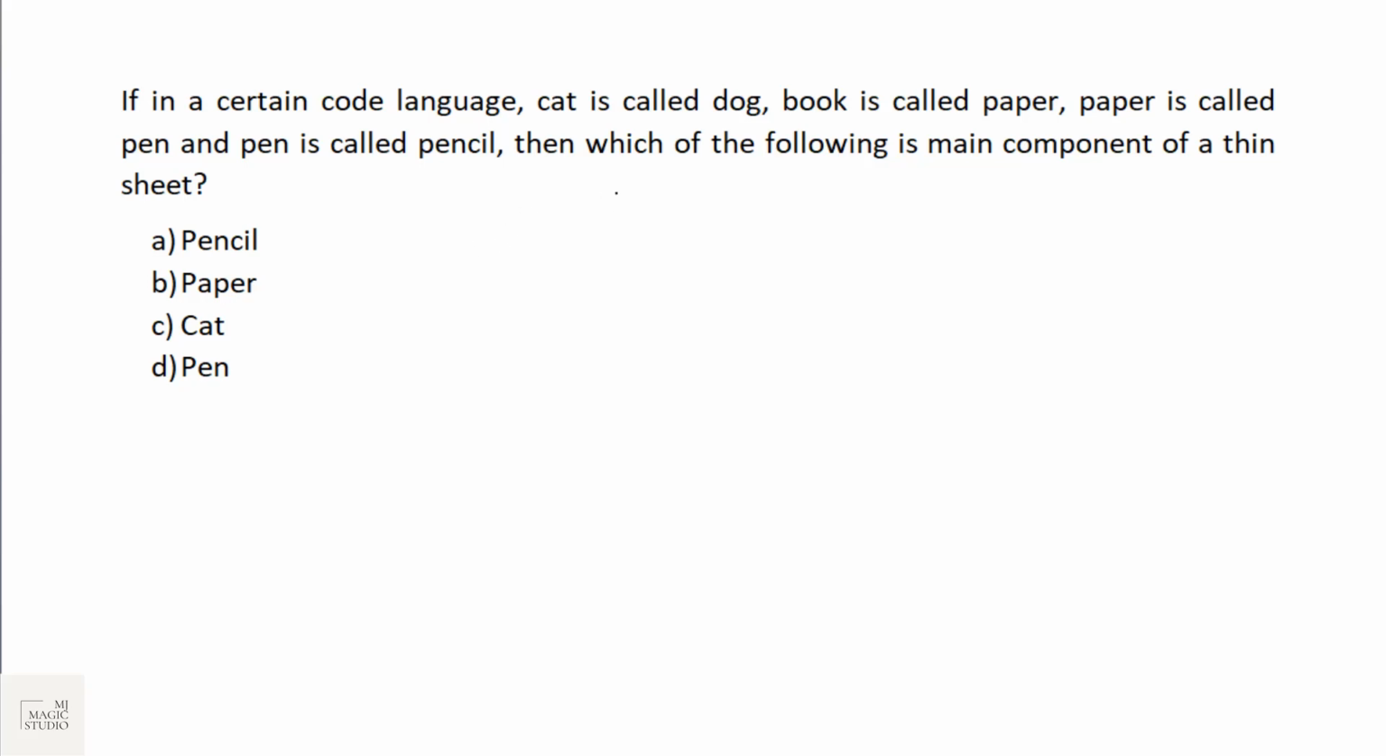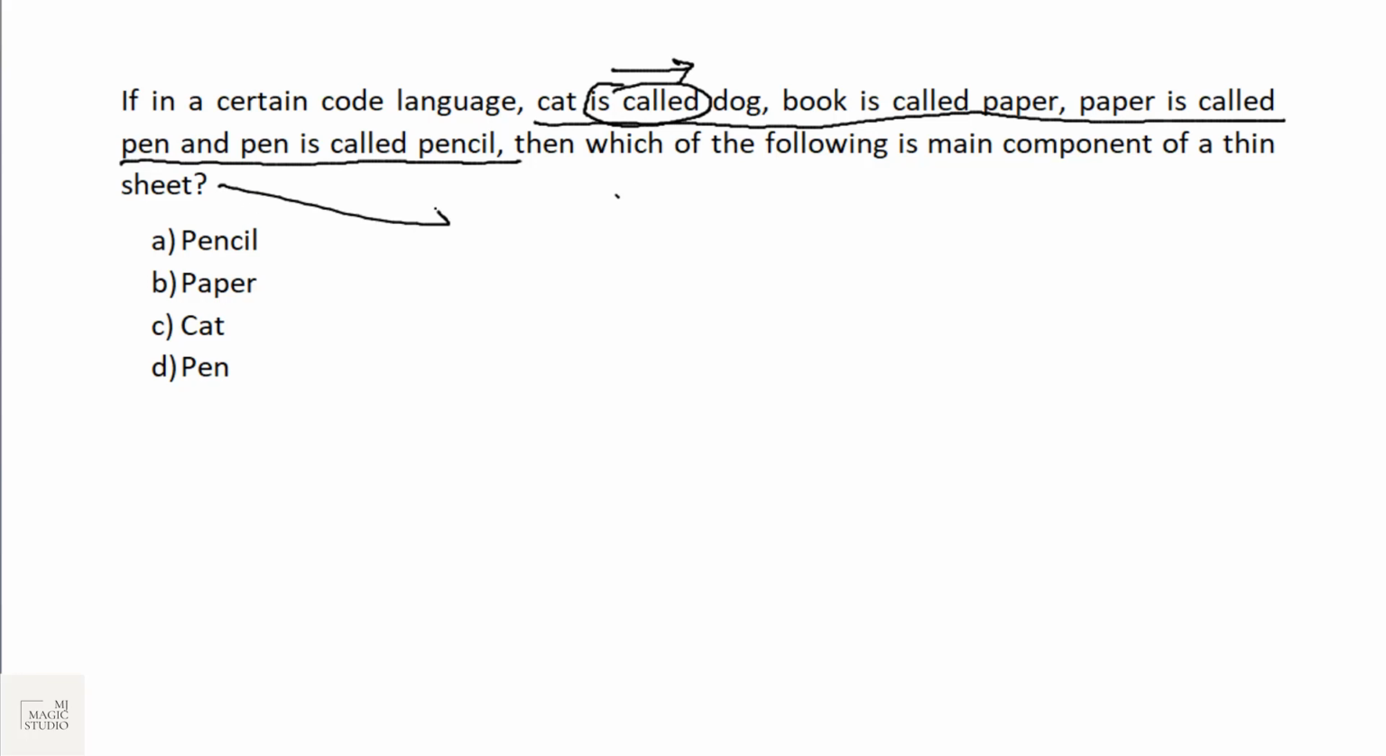In a certain code, cat is called dog, book is called paper, paper is called pen, and pen is called pencil. We'll move in the forward direction whenever "is called" is given. Then which of the following is the main component of a thin sheet? The main component of a thin sheet is paper. Now, paper is called what? Paper is called pen. That means we are looking out for pen. If you ask for a pen, they will give you a paper, because paper is called pen.